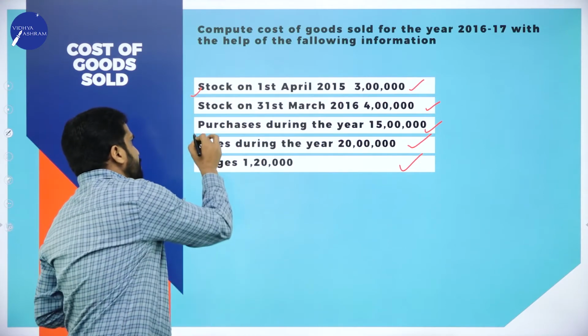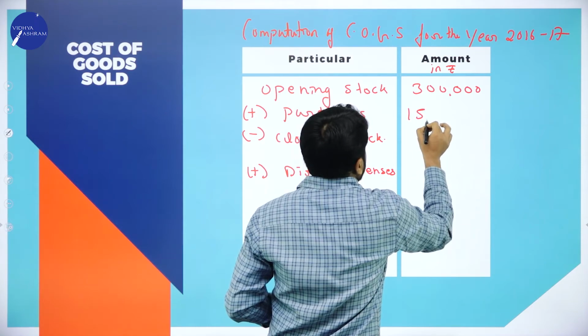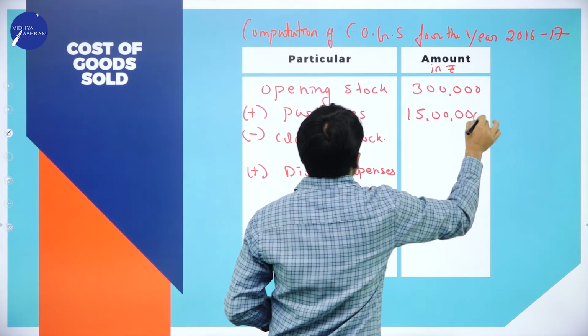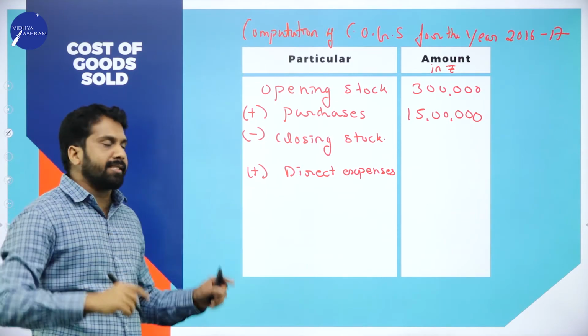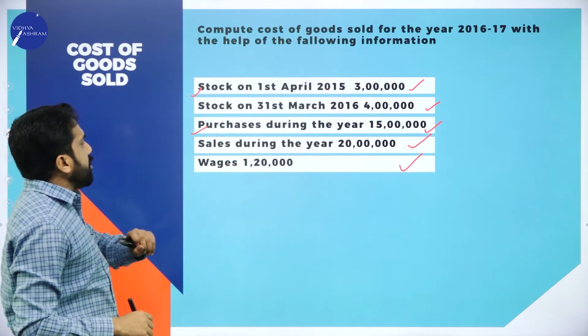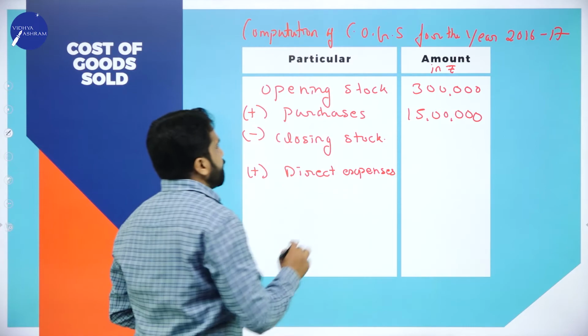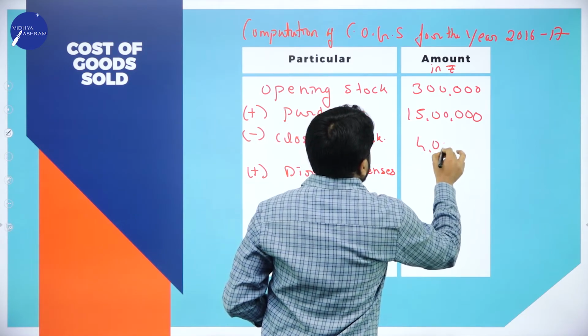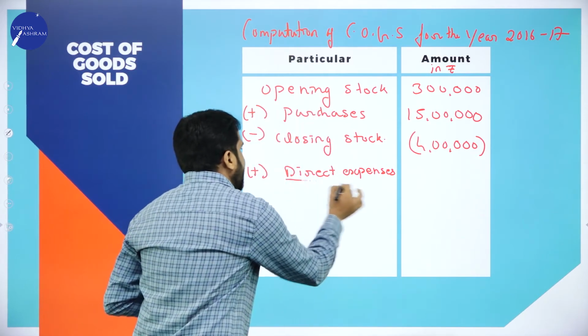You have purchases of 15 lakh. You have closing stock. Closing stock add or minus? Yes. Closing stock always subtract, minus. Your closing stock is how much? Yes, your closing stock is 4 lakh. So 4 lakh is your closing stock. We will minus this.